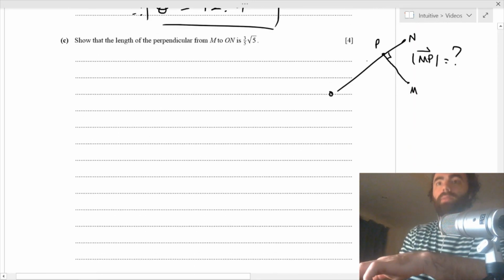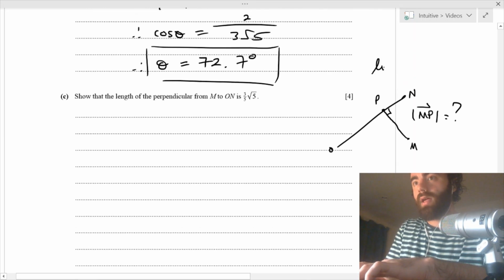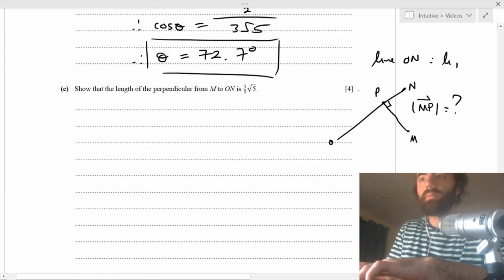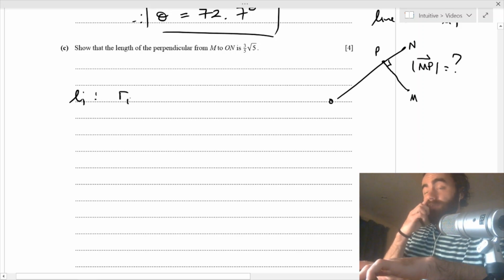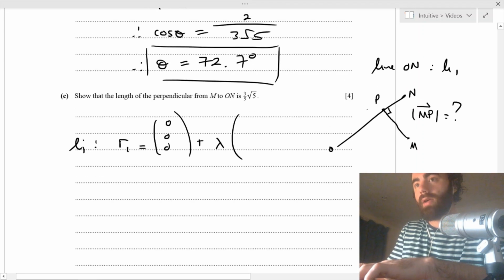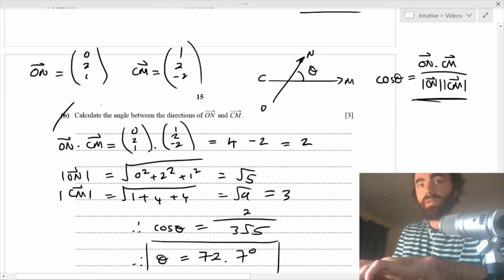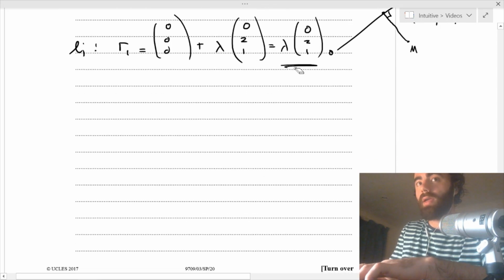That's where it's perpendicular. So first of all, to do this, we're going to need the vector equation of the line ON. So the line ON, I'm going to call this L1. So L1 is r1, the vector which defines this line ON, and that equals a point on the line, which will be the origin, plus the directional vector of this line, which is just the directional vector of ON, which is 0, 2, 1. So this equals lambda of 0, 2, 1. So we have the vector equation of the line ON.